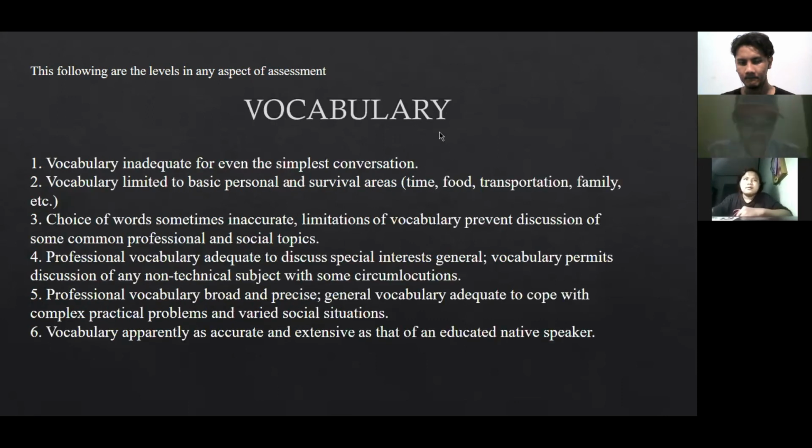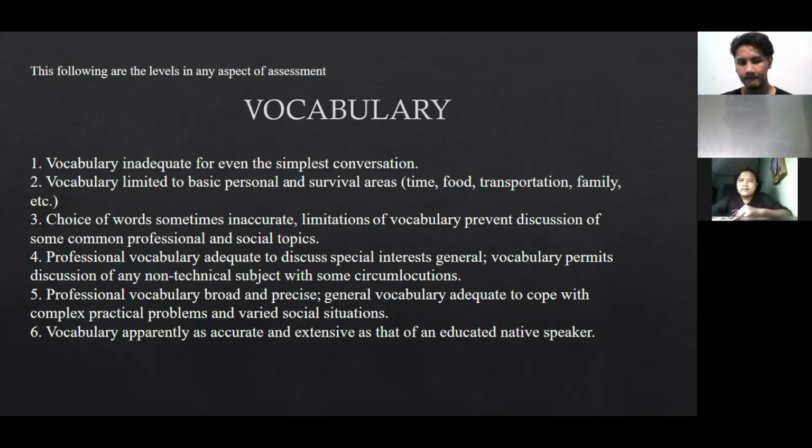Next. Next is vocabulary. And in the first level, vocabulary inadequate for even the simplest conversation. And on the second level, vocabulary limited to basic personal and survival areas like time, food, transportation, family, etc. On the third level, choice of words sometimes inaccurate. Limitations of vocabulary prevent discussion of some common professional and social topics.